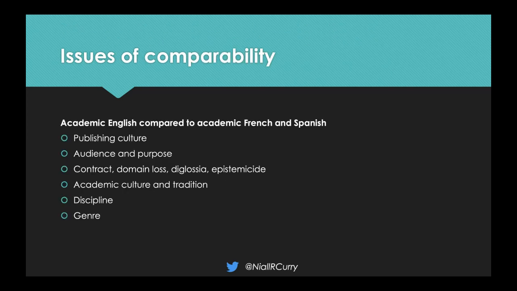And within this, I faced a lot of problems because I was trying to compare across these languages, and there were so many variables that I couldn't really figure out how to bring all of this together and make something meaningful out of it. So for example, even if we think about comparing academic English to other languages like French or Spanish, there are such differing publishing cultures, very different audiences for the texts, and they are written for very, very different purposes.